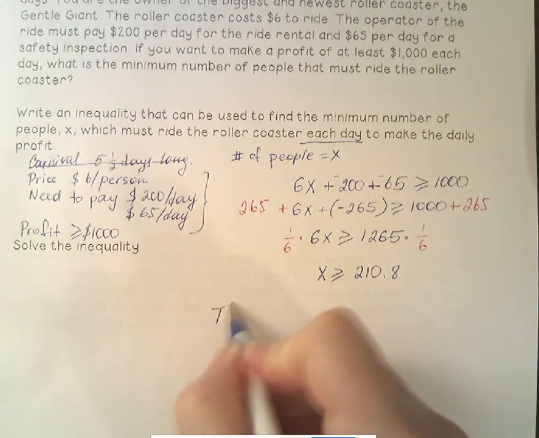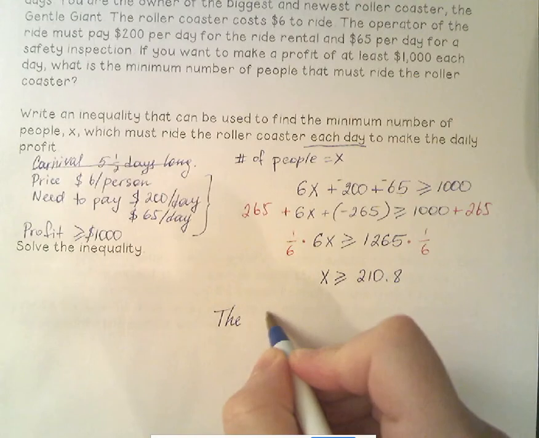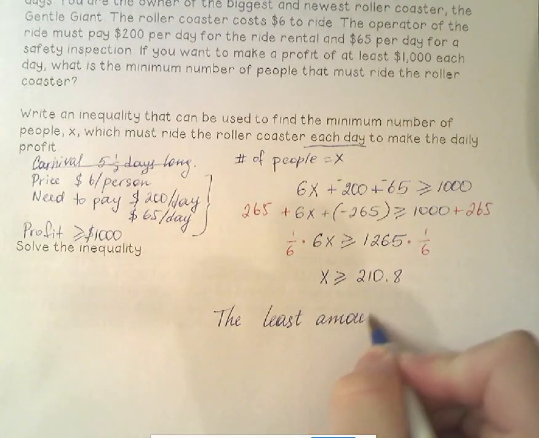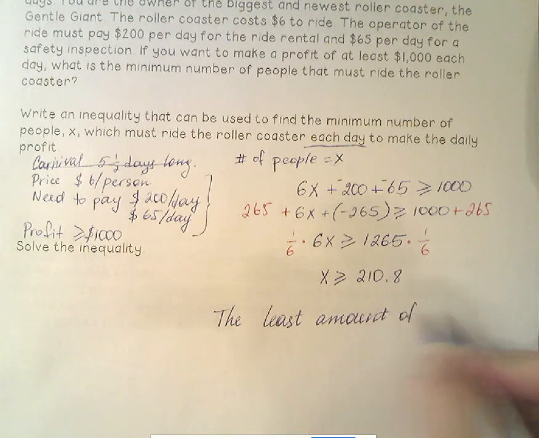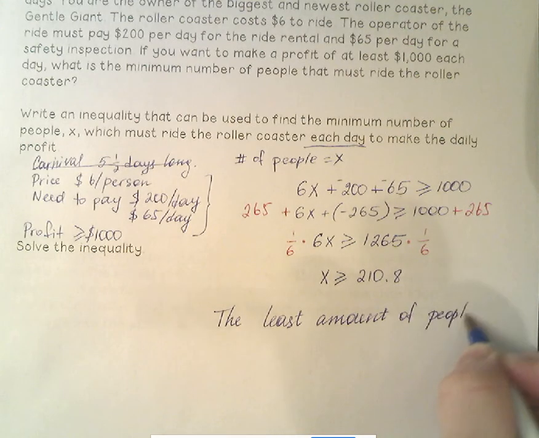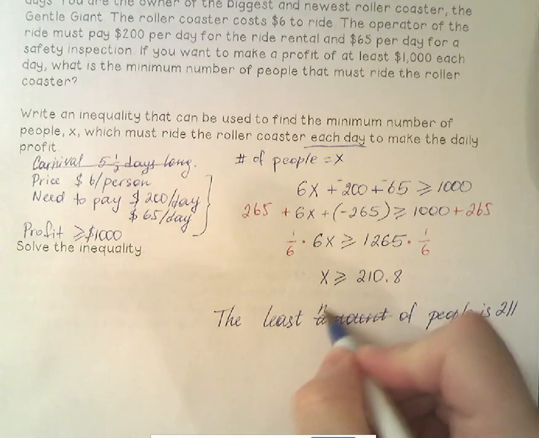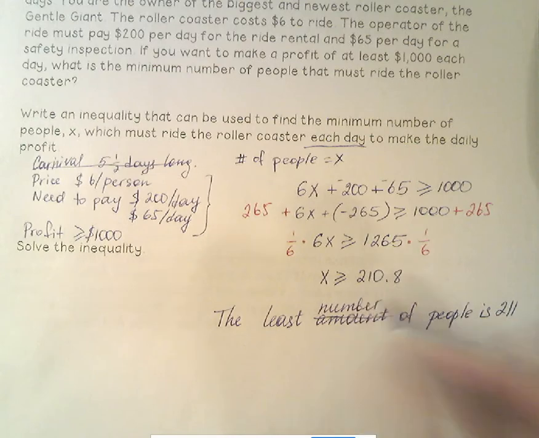The least amount of people in our answer is 211. Okay, or probably I should say the least number.